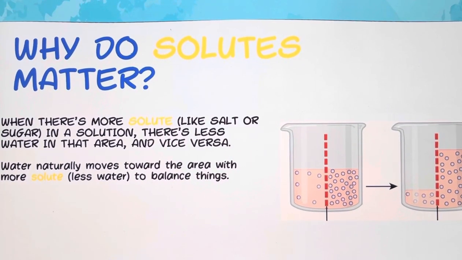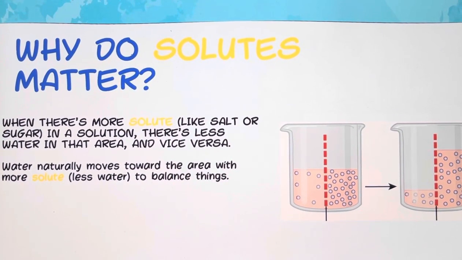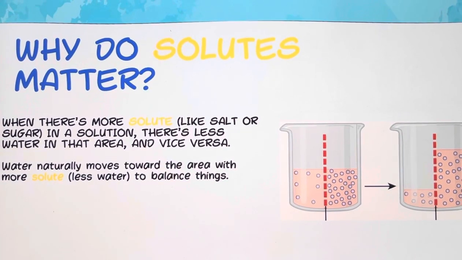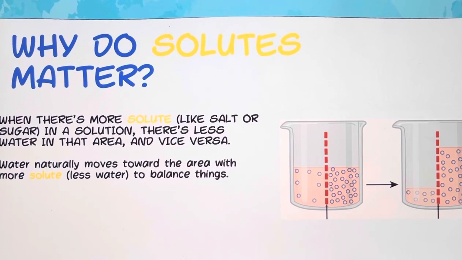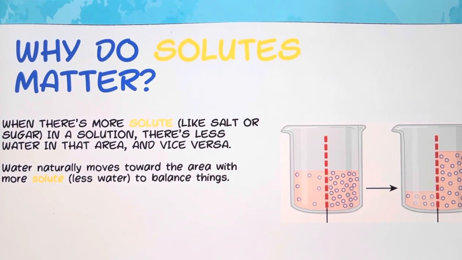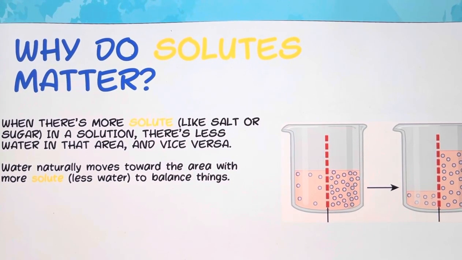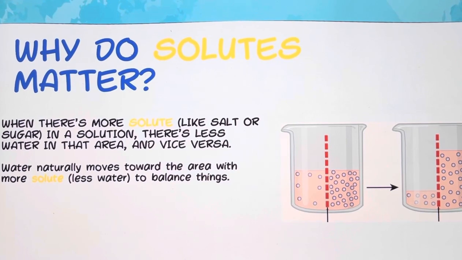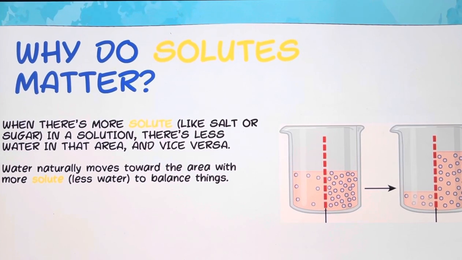But why do solutes matter? When there's more solute, like salt or sugar, in a solution there's less water in the area and vice versa. Water naturally moves towards the area with more solute, less water to balance things out. So as we said, solute, sugar, and salt. So water moves to the container that has more salt or sugar, which is more solute.